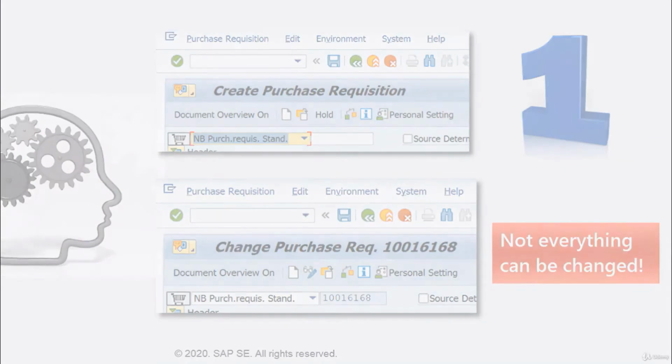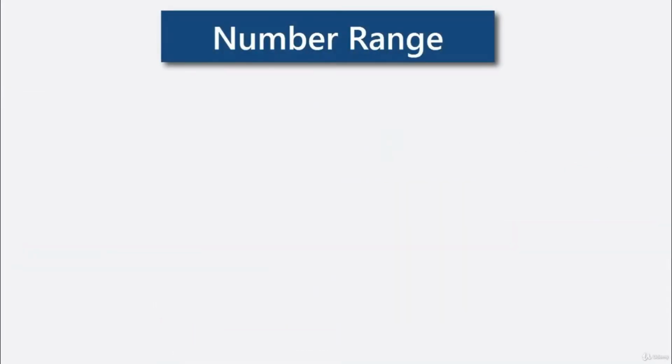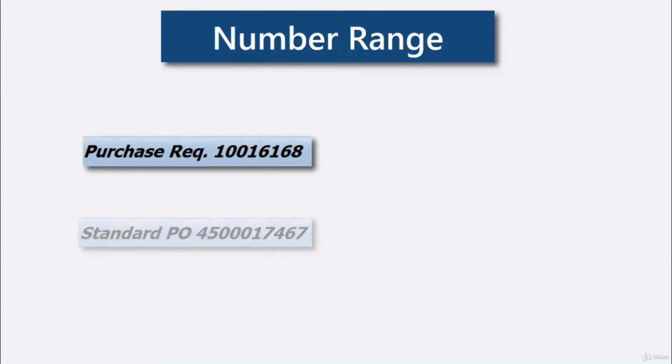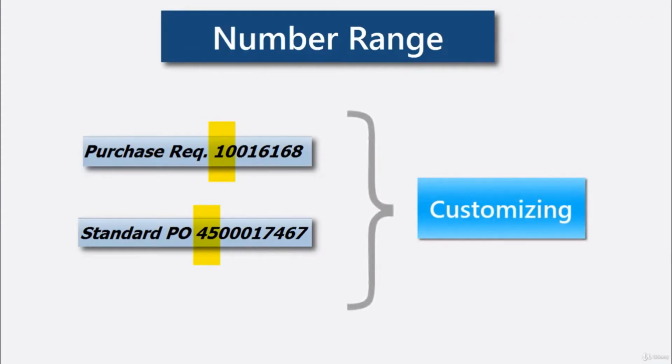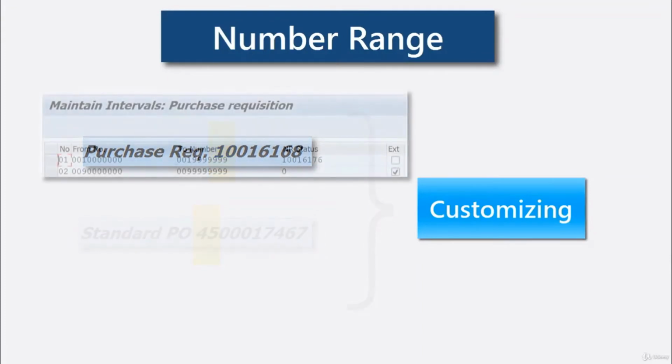Let's move on to the number range. Did you notice that the document numbers of a purchase requisition and a purchase order start with different numbers? All the purchase requisition documents start with the number 10, while the purchase orders start with 45. The reason for that is a corresponding customizing, where you can set number ranges per document type.